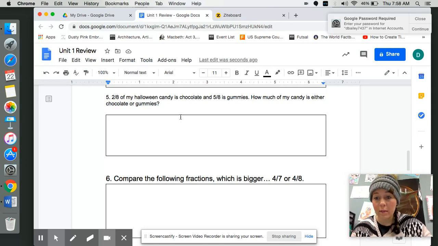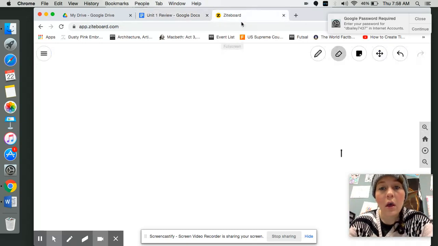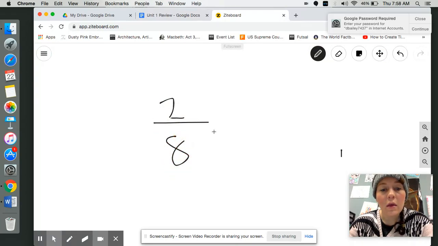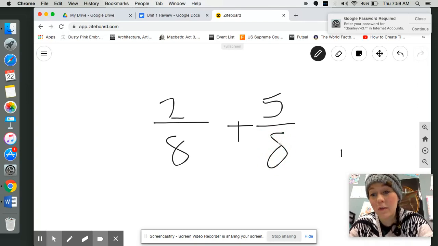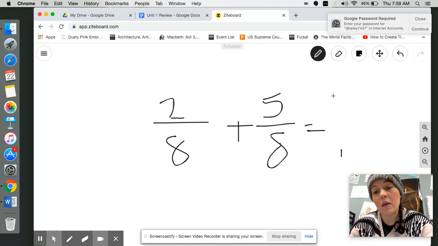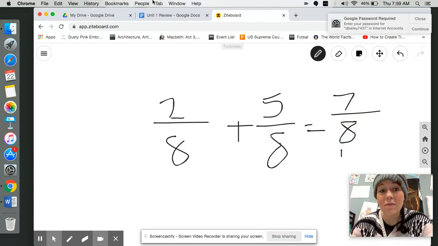So I have 2/8 plus 5/8. I'm adding because how much do I have all together? All right, so I've got 2/8 plus 5/8, and I never, and I think I told you this a million times, add the bottom of a fraction. 5 plus 2 is 7, and I leave the 8 there. And so my answer for that one would be 7/8.